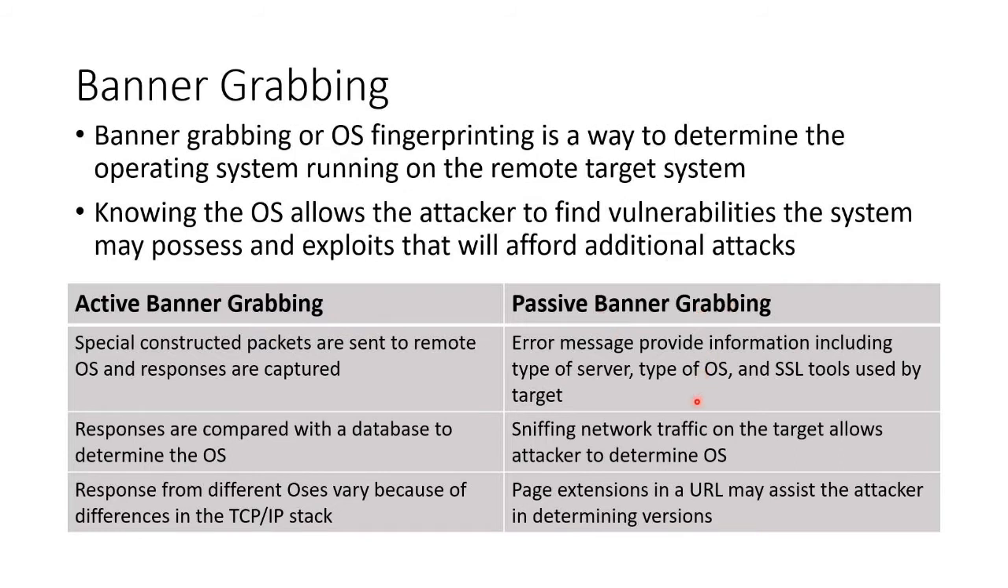And we're just looking at error messages provided, that provide information by the type of server, the type of OS, or any SSL tools used by that target. So we just sniff to see what goes past us. So we can just find out about the OS that way. Maybe we can find out about pages in a URL to help us determine versions of, say, the website.